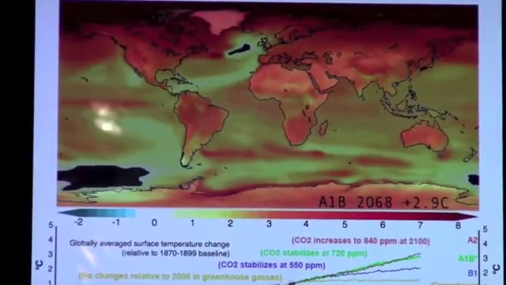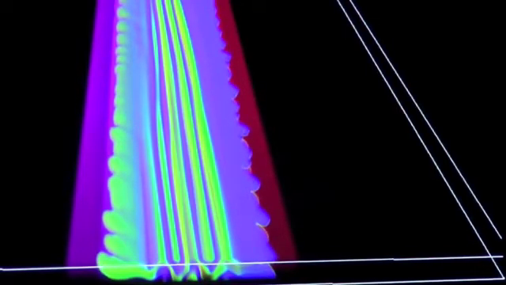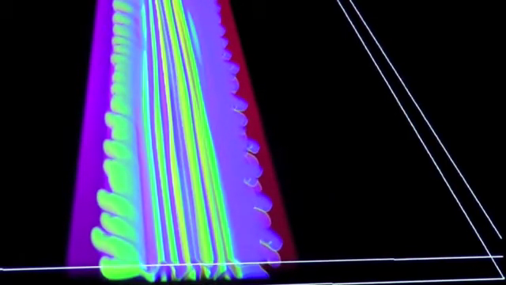And we increase greenhouse gas concentrations in a climate model, which allows us to look at how climate change may change the circulation of the atmosphere, the temperatures at the surface, precipitation patterns, and things like that. So that's basically what a climate model does.